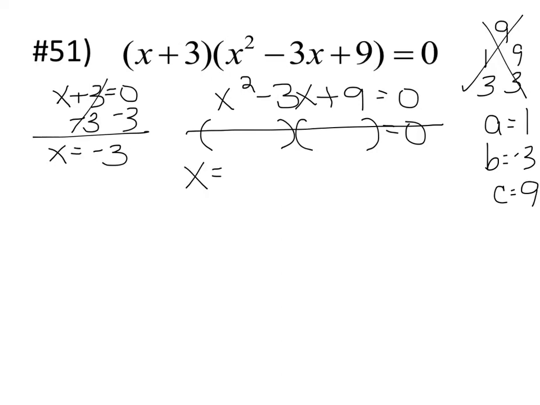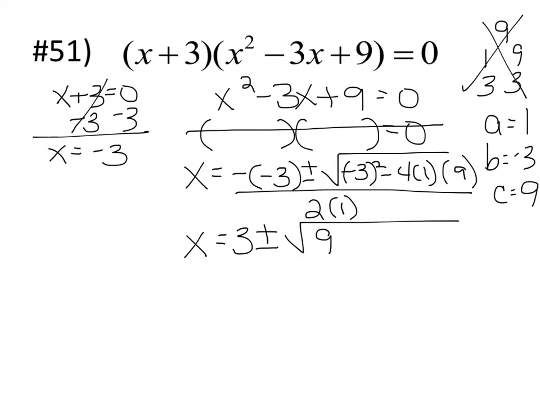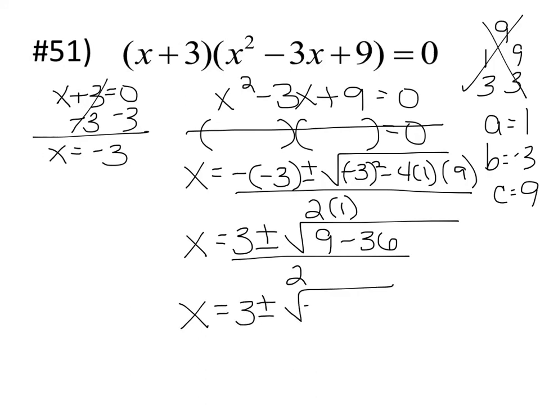So you're going to do x equals negative b plus or minus the square root of b squared minus 4ac all over 2a. So I have x equals negative 3 is positive 3 plus or minus the square root of negative 3 squared is 9. Negative 4 times 1 is negative 4 times 9 is negative 36, all over 2, which is 3 plus or minus the square root of 9 minus 36 is negative 27, all over 2.